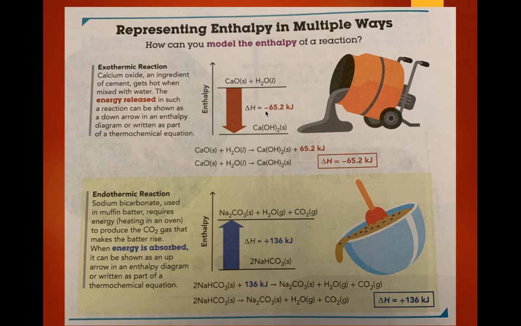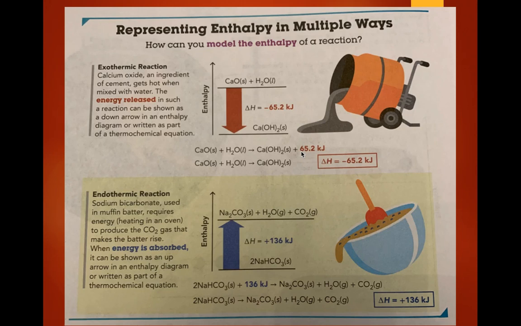Now we can also model this as a thermochemical equation. So we write our balanced equation like this. Calcium oxide reacts with liquid water to form calcium hydroxide solid, which is cement. And we're releasing 65.2 kilojoules. Now, right here, this is written as a positive enthalpy, and that's because it's on the product side.